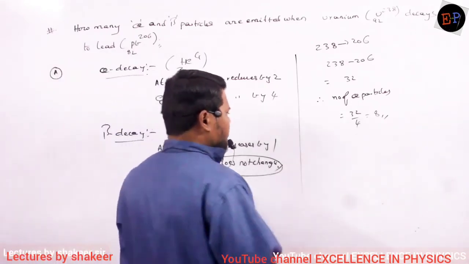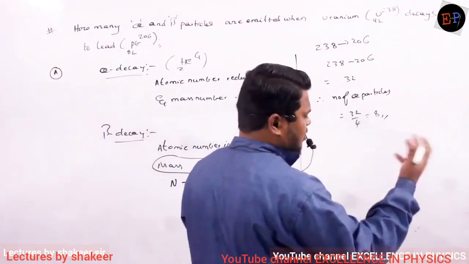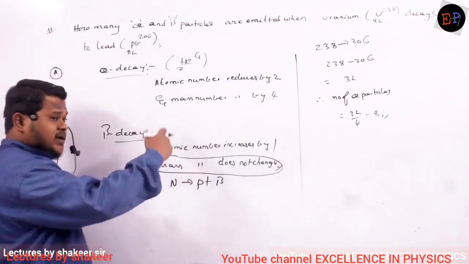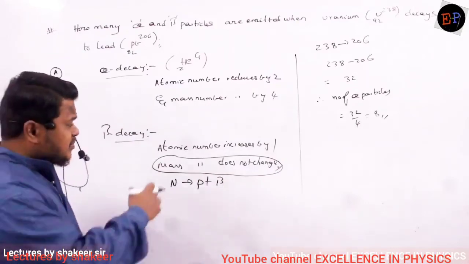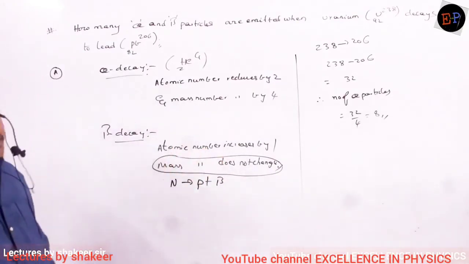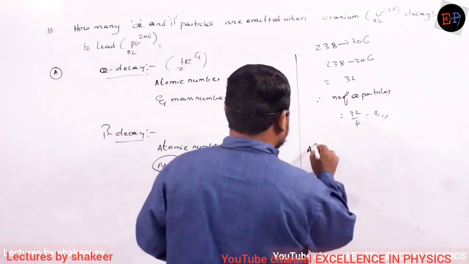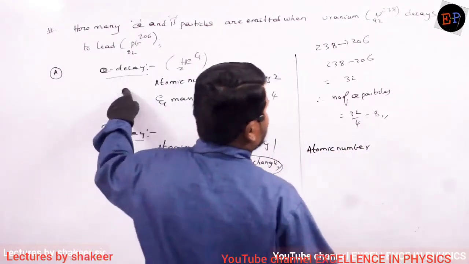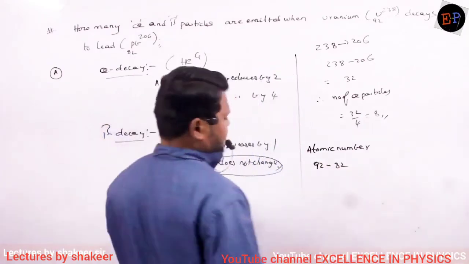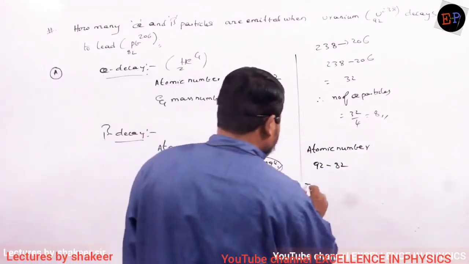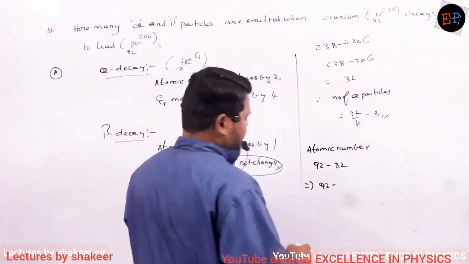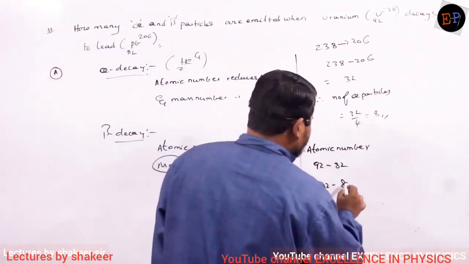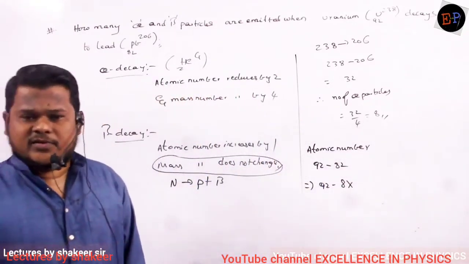Clear? Now let us calculate how many beta particles are emitted. When one beta particle is emitted, atomic number increases by 1 and mass number does not change. Now if you take atomic number, it converted from 92 to 82. So now see how we can do this calculation. 92 minus 8 alpha particles, and with each alpha particle, proton number has reduced by 2, no?